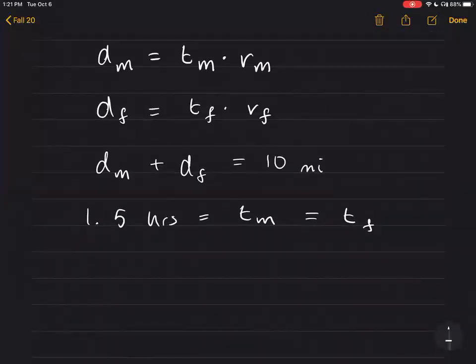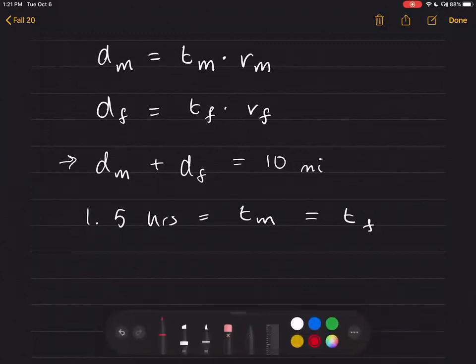So if we look at this equation right here, I'm going to sub in for dm, I'm going to put these two in. And for df, I'm going to put these two in.